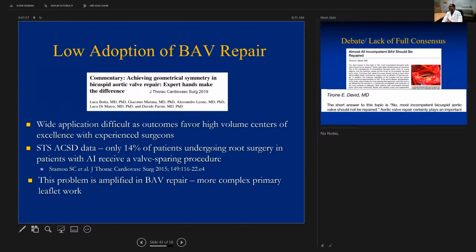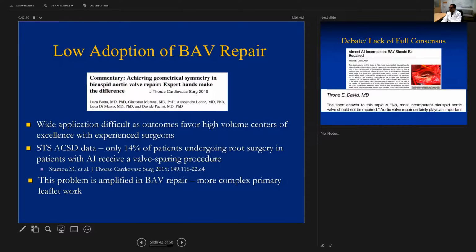But even then, there is low adoption of bicuspid aortic valve repair techniques. Wide application becomes difficult because this is something that's primarily been accomplished at high volume centers of excellence with experienced surgeons. So there's only a few centers in the country that really do this on a day in, day out basis or week in, week out basis. There's only a few surgeons, if you really count them, who have worked towards pioneering these techniques and applying them widely.